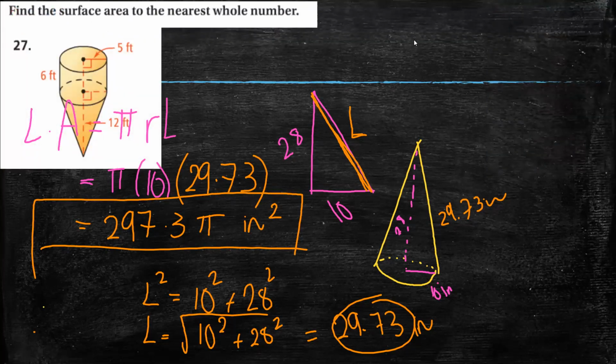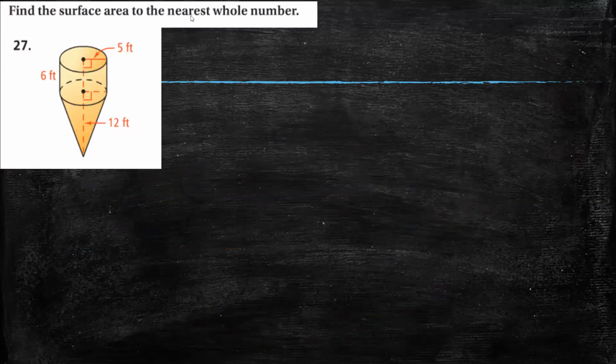Now, let's find the surface area of this shape here. Look at this figure here. For this one, we have a cylinder, and down in the bottom, we have a cone. And they are connected with each other. And I want to find now the surface area.